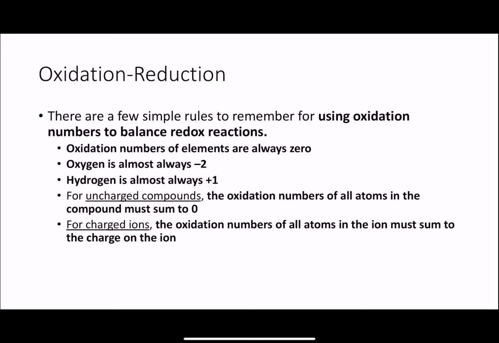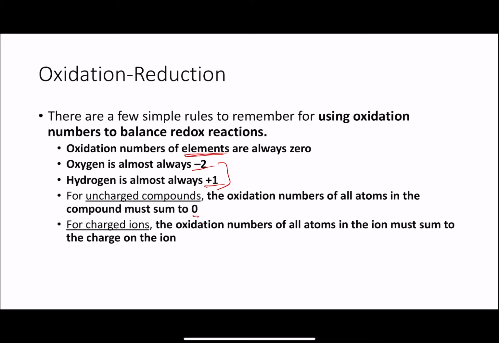There are a few simple rules to remember using oxidation numbers. The oxidation number of elements is always 0. If there is no charge at the top, it is 0. Oxygen is -2, hydrogen is +1. This you have to memorize. If you have a compound that has no charge, the oxidation numbers of all the atoms total 0.